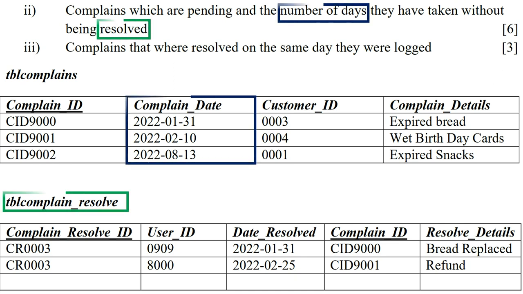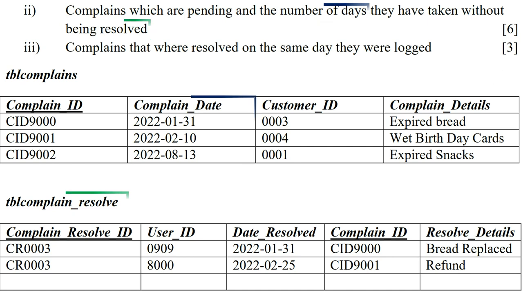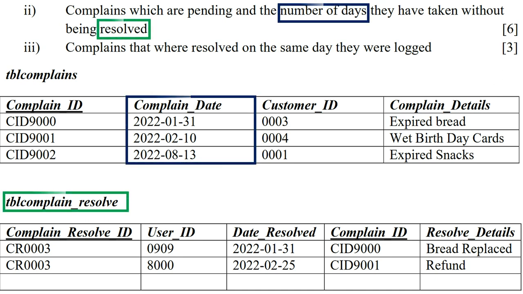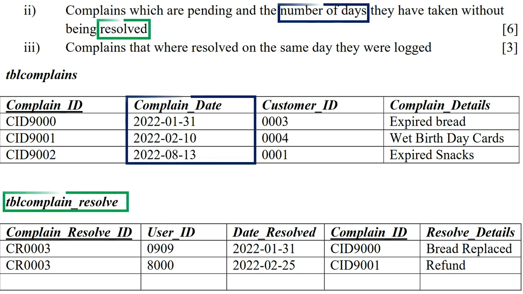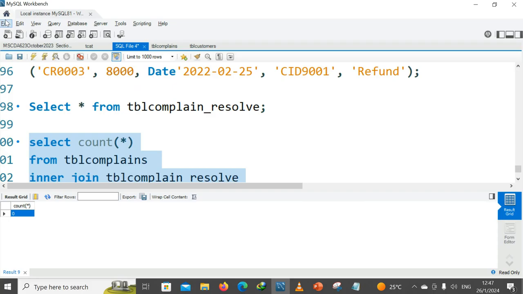So meaning to say we're going to have two queries, one that is going to give us the complaints which are pending, and then from those that are pending we need to calculate the number of days. We subtract the complaint date from the current date. So that's the query that we are about to write. Right, we write it here.